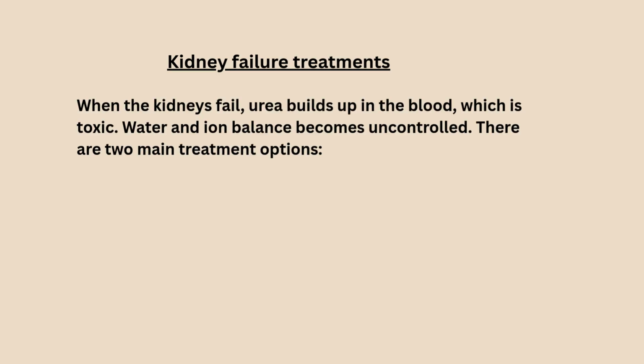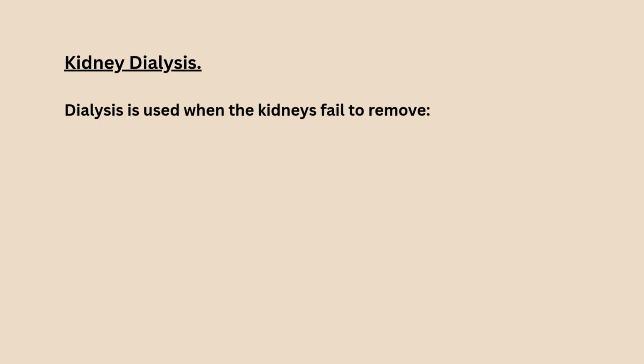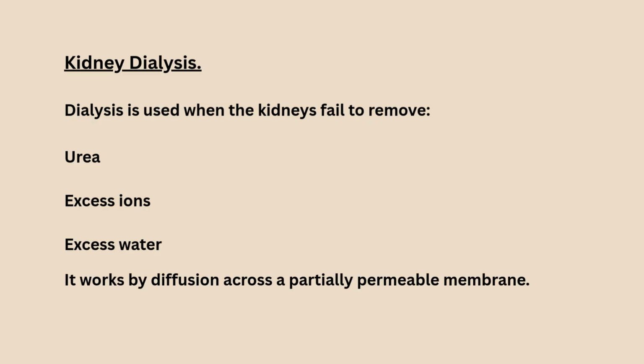Kidney failure treatments. When the kidneys fail, urea builds up in the blood, which is toxic. The water and ion balance becomes uncontrolled. And there are two main treatment options: kidney dialysis and kidney transplant. Kidney dialysis is used when the kidneys fail to remove urea, excess ions and excess water, and it works by diffusion across the partially permeable membrane.